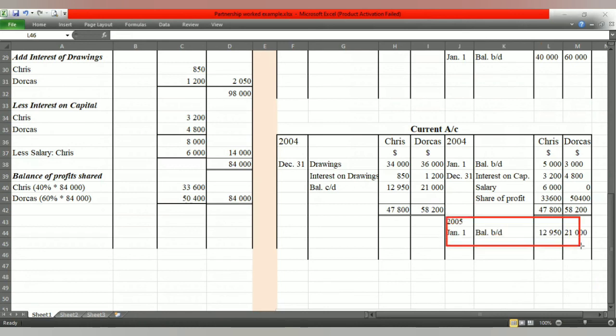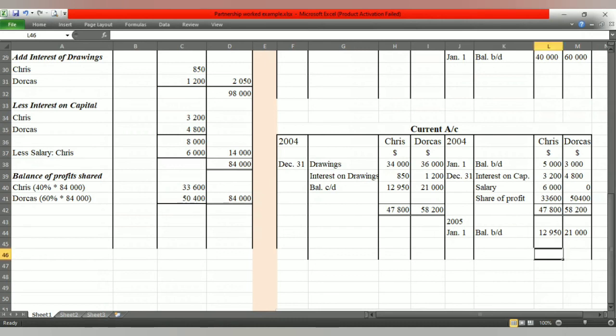Now, because the partners' closing balance is on the credit side, it means that the business is owing the partners. So the business is owing Chris $12,950, while for Dorcas that is $21,000. If that was on the debit side, it means that the partner would have exceeded his worth in the business and is therefore owing the business. But in this case, we're seeing where the business is owing both partners.